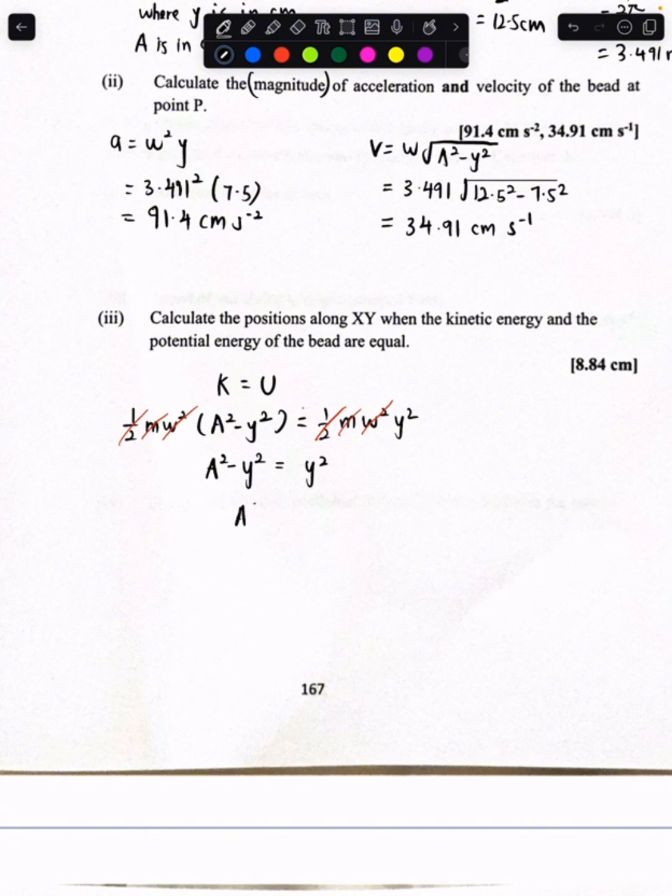We just move it around, and because they want us to find the position, they actually want to find y. So y squared is equal to a squared divided by 2, and y is equal to plus or minus the square root of the whole thing, a squared over 2.